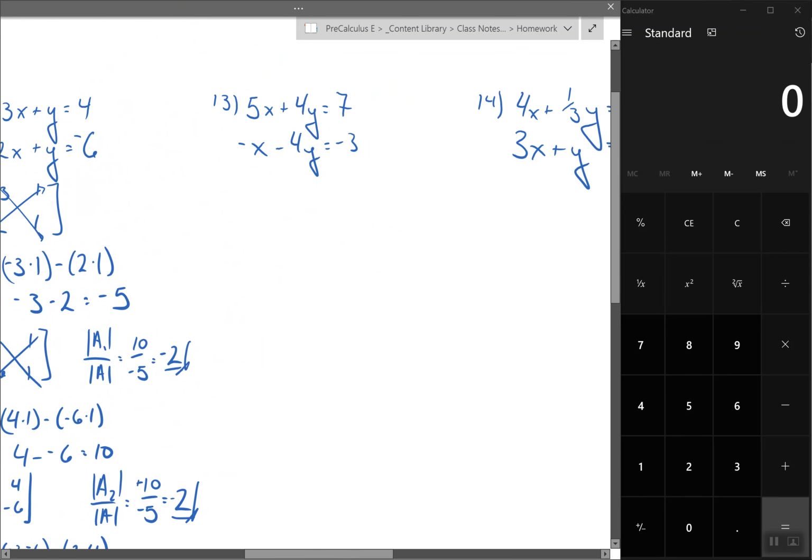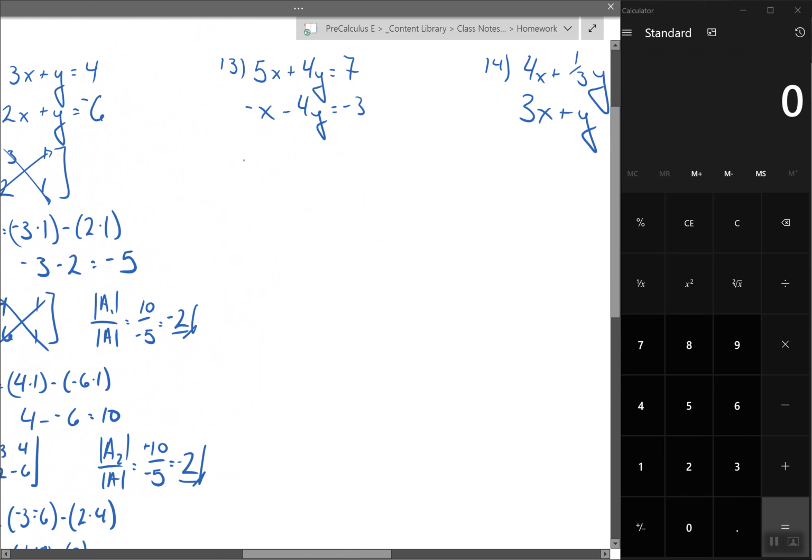Okay, moving on to 14, same process. It's another 2 by 2. So we start by taking the original matrix A, which is just the coefficients of the x and y. So 5, 4, -1, -4. We'll find the determinant of that matrix A. So we have 5 times -4 minus -1 times 4. So we get -20 minus -4. So that's -16. So that's plus a +4. So we get -16 for the determinant for A.